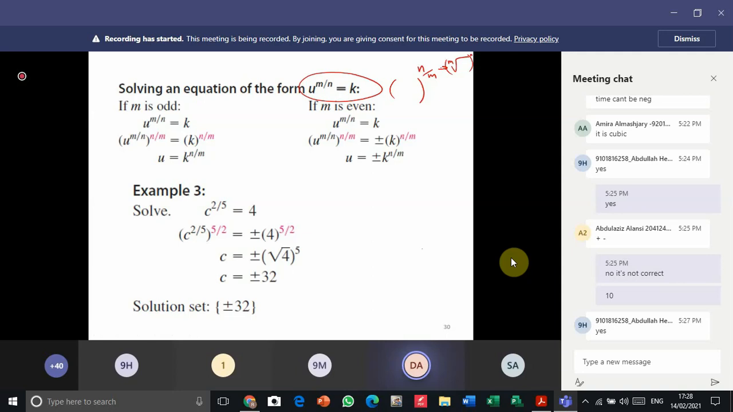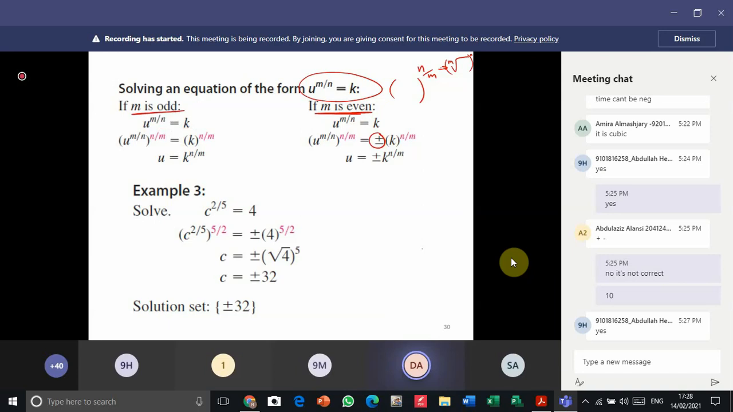If m is odd, we do not put positive negative. If m is even, so put positive negative. Okay. M even, put positive negative. M odd, we don't need to put positive negative. Okay.